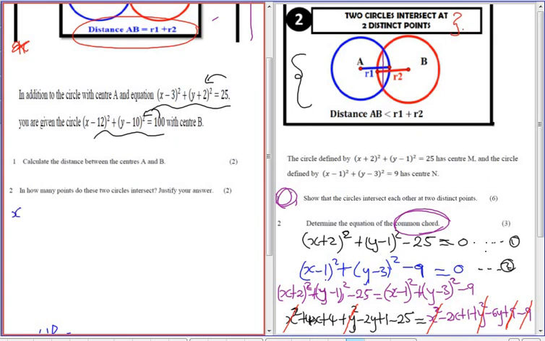So I'm going to say x minus 3 squared plus y plus 2 squared minus 25 is equal to x minus 12 squared plus y minus 10 squared minus 100. See, I did that step. You know which step I did? Equate them to 0 first, and then equate the two equations. So I'm going to FOIL now. This is child's play.